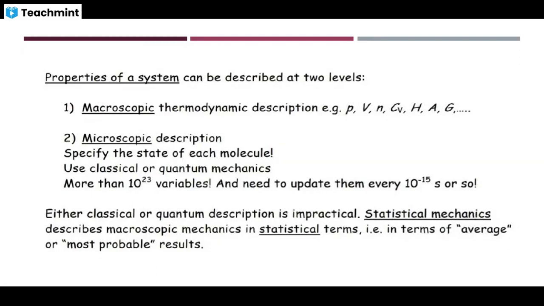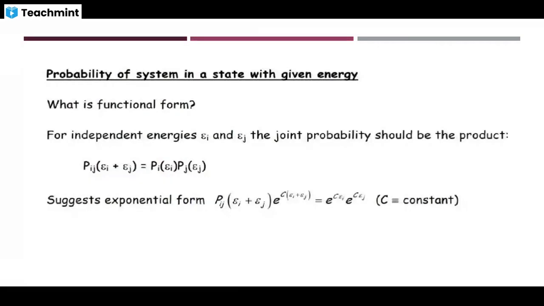So statistical mechanics describes macroscopic mechanics in statistical terms, that is, in terms of average or most probable terms. That is the main property of statistical mechanics: the average or most probable result is the real state. So most systems are in the most probable state. Probabilities of a system in a state with a given energy.